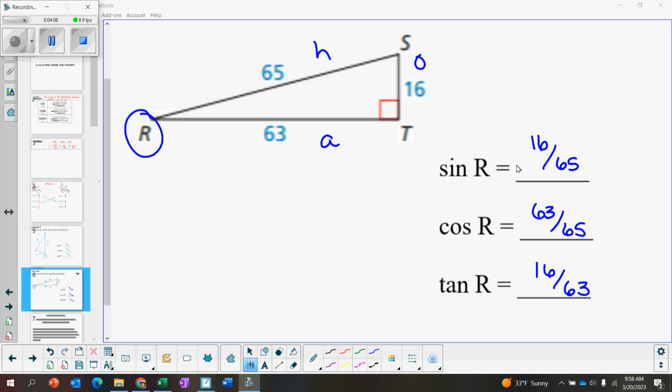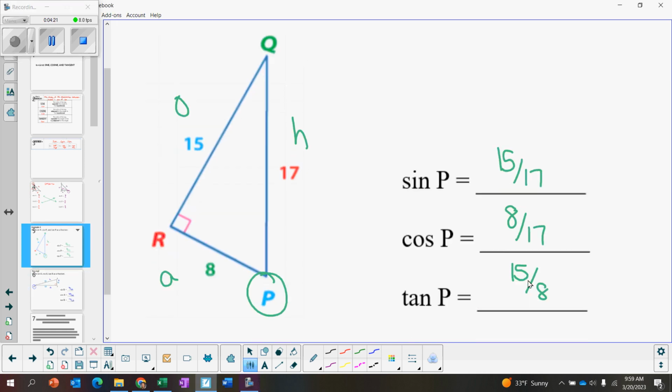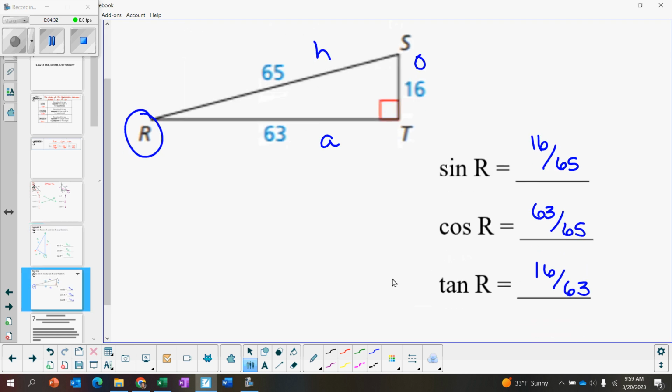So notice when I'm doing sine and cosine, I'm always going to have the smaller number on top of the bigger number because in sine and cosine, the bottom number is the hypotenuse, which is always the biggest side. But here, tangent of R, I had 16 over 63. And in my previous one, I had 15 over 8. So tangent doesn't really matter what's bigger or smaller because it's just opposite over adjacent. So it could be bigger than 1, but it could also be less than 1, as long as I'm doing O over A.